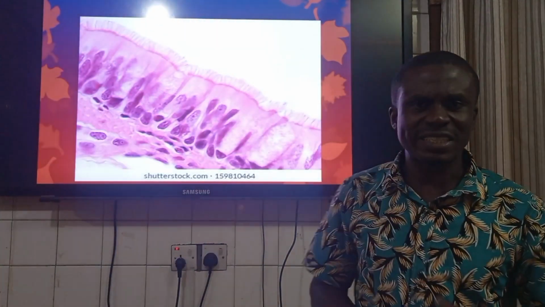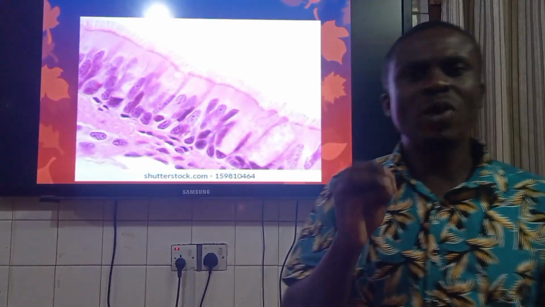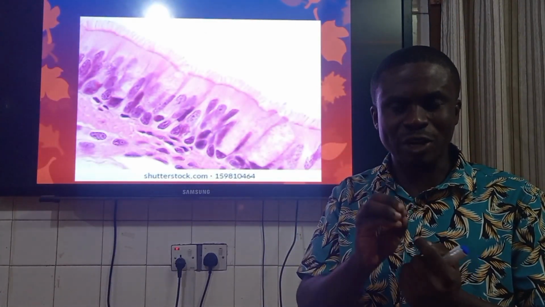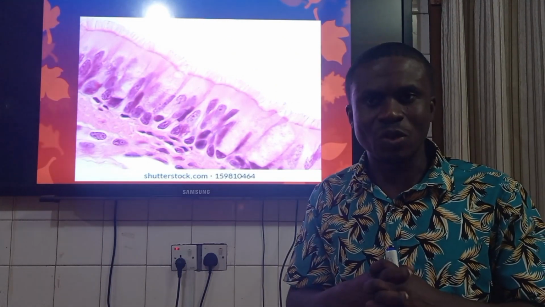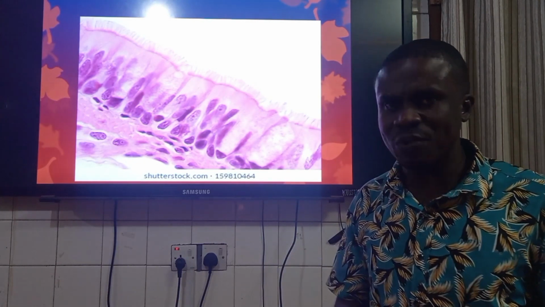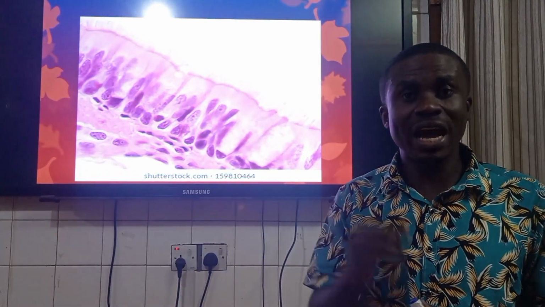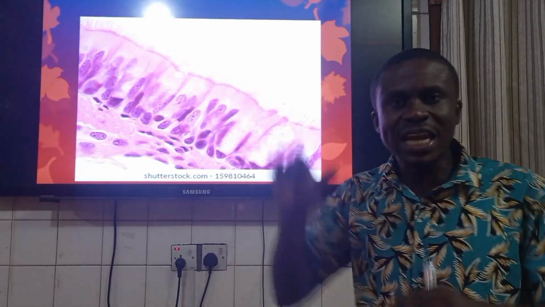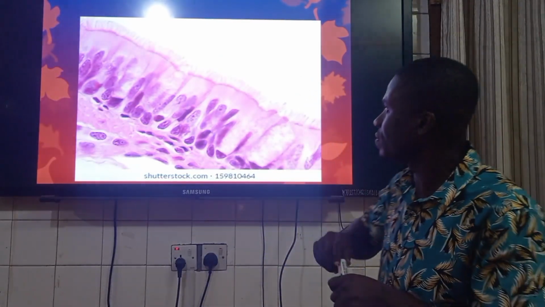Now, having seen that, whenever I talk about the brush border or the striated border, some people get confused with it, because what about the apical modification which you call cilia? How about that one? Yeah, that one is also short, usually they are short.